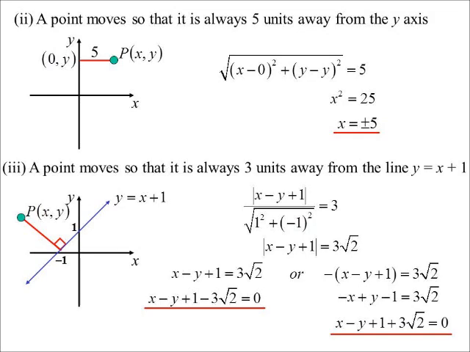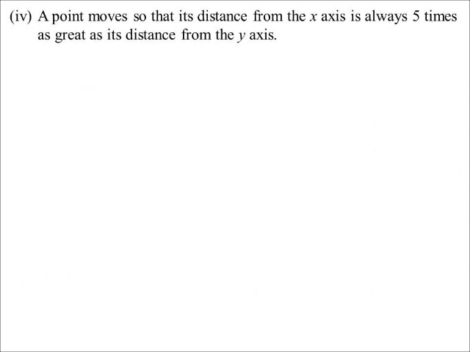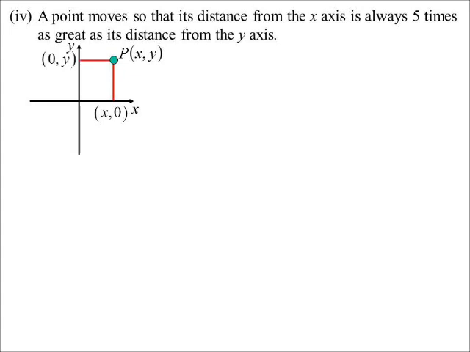A point moves so the distance from the x-axis is always 5 times as great. So there's a random point. If I go down to the x-axis, the x-intercept will be x, 0, go across to the y-axis. So the one to the x-axis is the bigger one. So I'll call it d and 5d if you like.